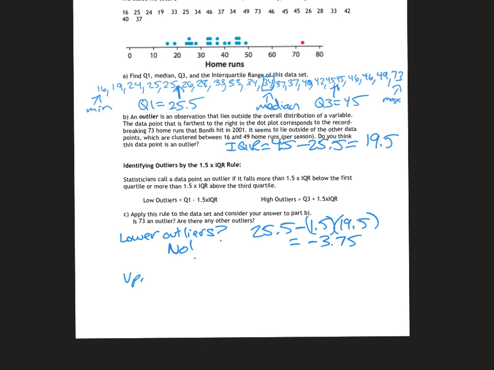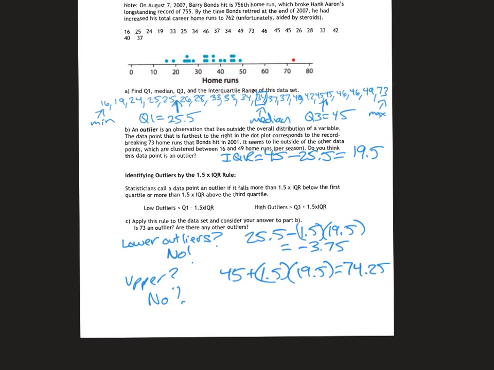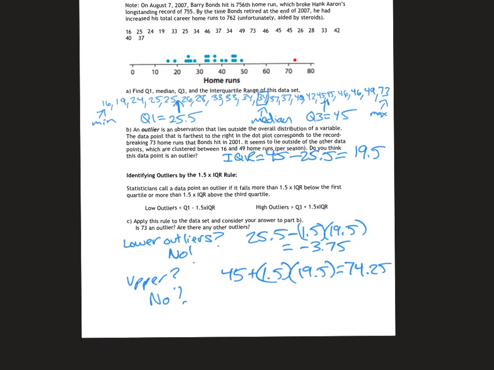To figure out if there are upper outliers, I do Q3 plus 1.5 times my IQR. And this equals 74.25. And I have no values above that. So I had thought that 73 might be an outlier, but it is not. So we have no outliers. So when we do our box plot, the whiskers are going to extend out that way, all the way out to the last data point. So let's go to the next page, and we're going to create this box and whisker plot.